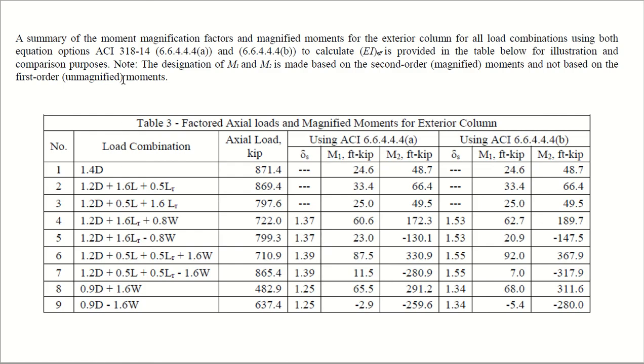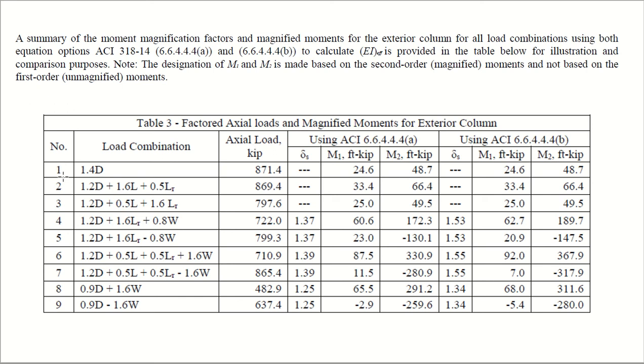A summary of the moment magnification factors and magnified moments for the exterior column for all load combinations, using both equation options to calculate EI effective, is provided in the table below for illustration and comparison purposes. Note that the designation of M1 and M2 is made based on the second order magnified moments and not based on the first order unmagnified moments.